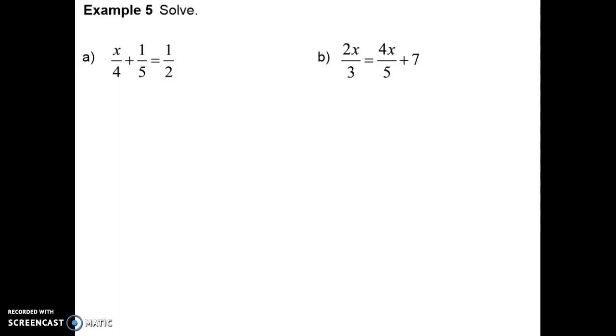So for example A, the denominators are 4, 5, and 2. The common denominator that all those numbers go into is 20. So we're going to change our denominators to 20 for all those fractions.